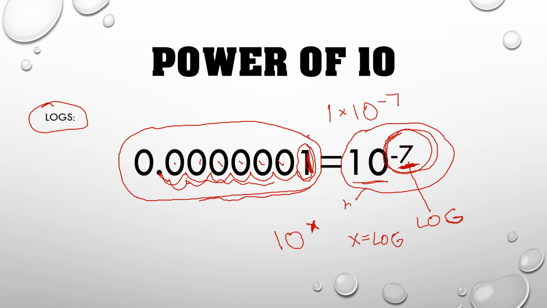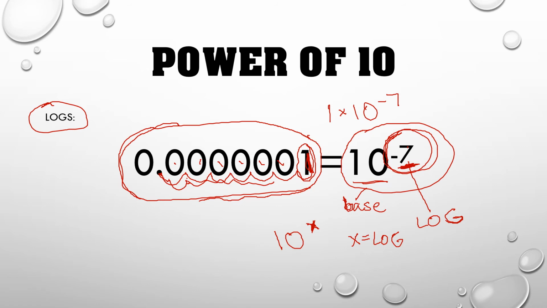Now, if this negative 7 up here is called the log, this 10 is called the base. Just some math terms that you need to tuck in the back of your head. This 10 is called the base. What is this over here called? This 0.0000001, the true written out translation of 10 to the negative 7th.